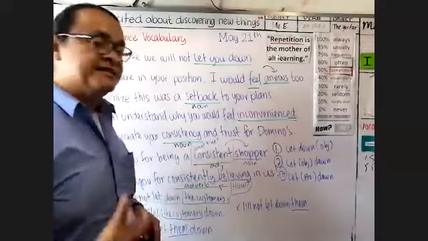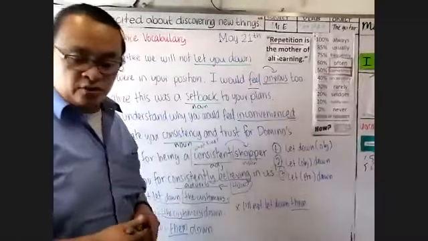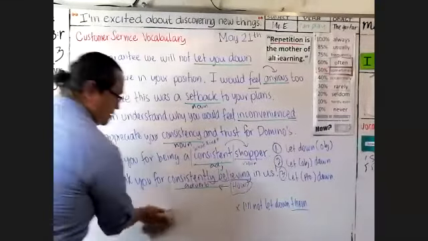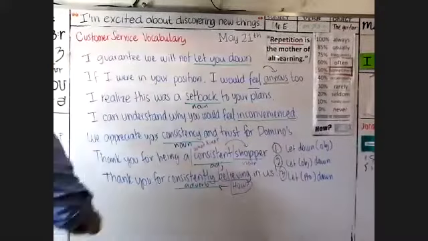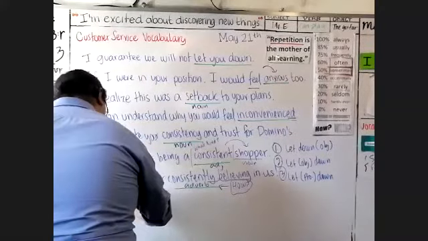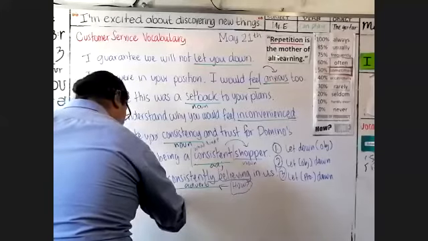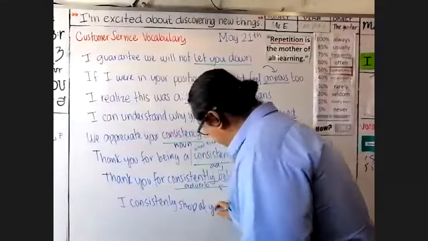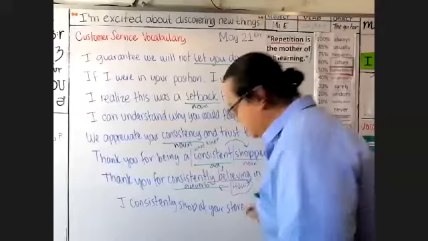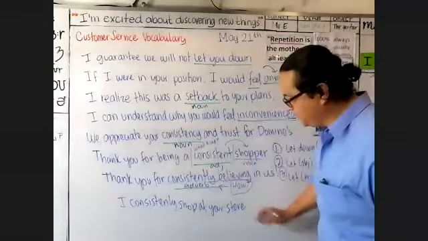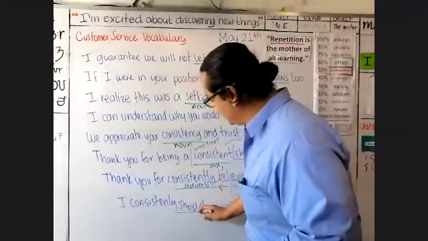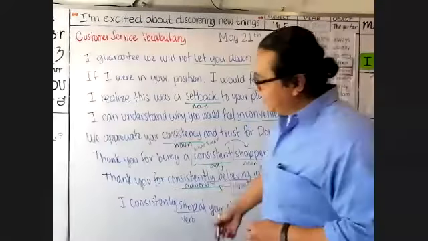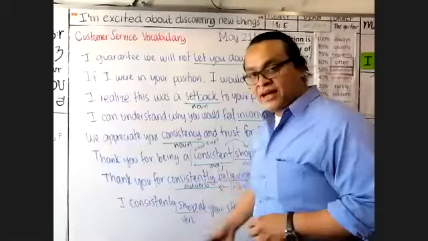Let's take a look at the verb shop. So, I consistently shop at your store. I consistently shop for beer. And then the preposition "for" is added here, right? So this is the verb, the activity or the action. And remember that adverbs will modify the verb.